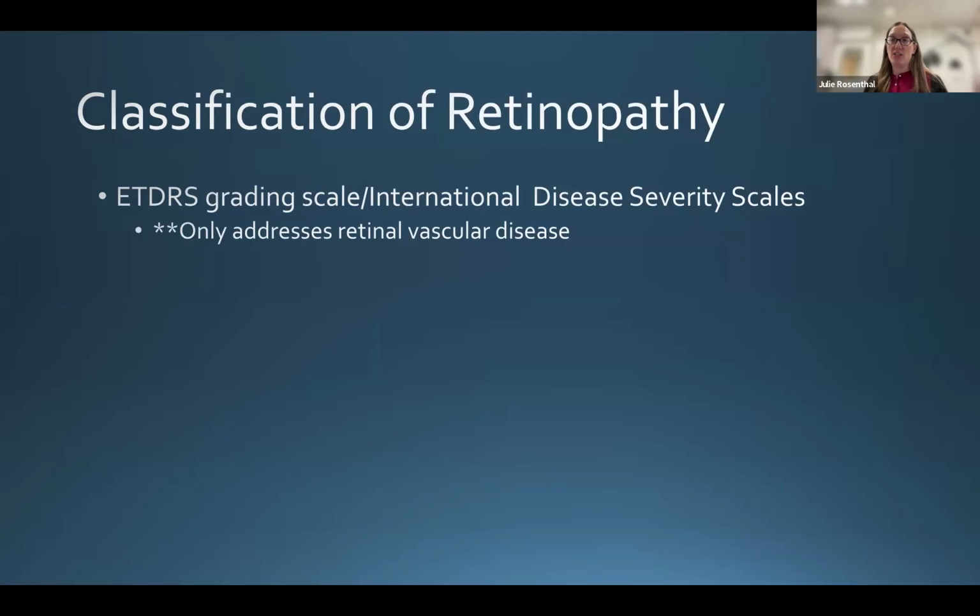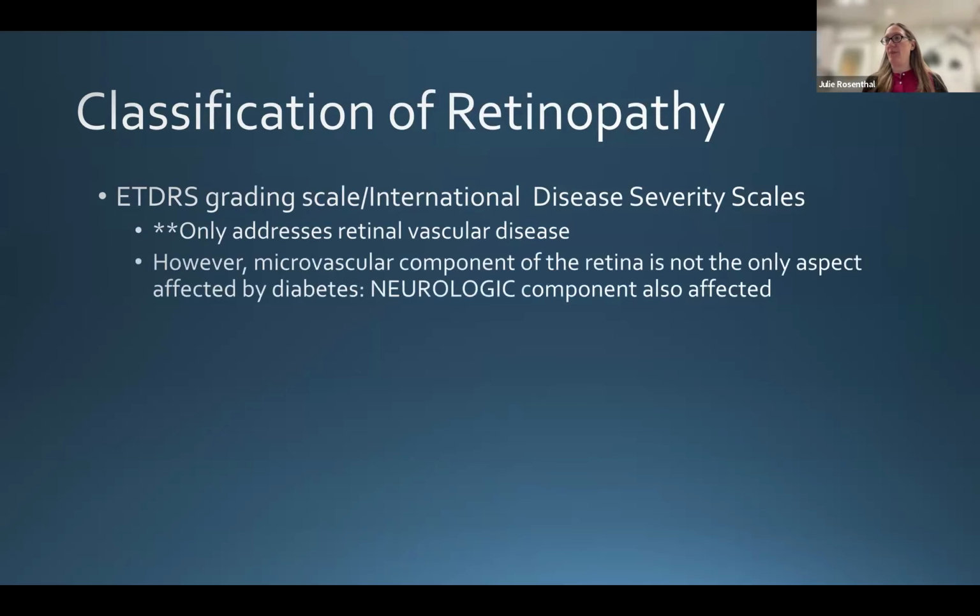So again, one caveat I'd like to mention, because it's near and dear to my heart, is that when we're grading this retinopathy, we are really only grading the retinal vascular disease. So whether there's hemorrhages, whether the veins are beading, and I'll show you that in a minute, whether there are new blood vessels growing. But we know that the microvascular aspect of the retina is not the only aspect affected by diabetes. The neurologic component is also affected. And it's likely that in the near future, we'll be modifying how we grade retinopathy. But for now, this is how we grade it.